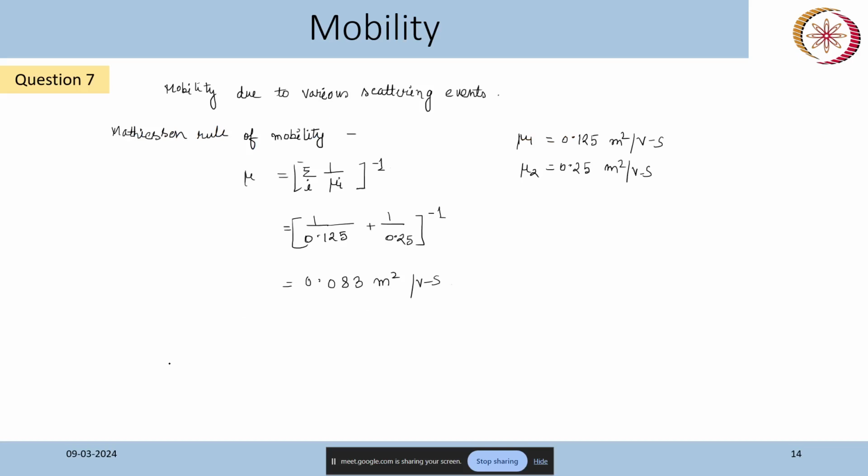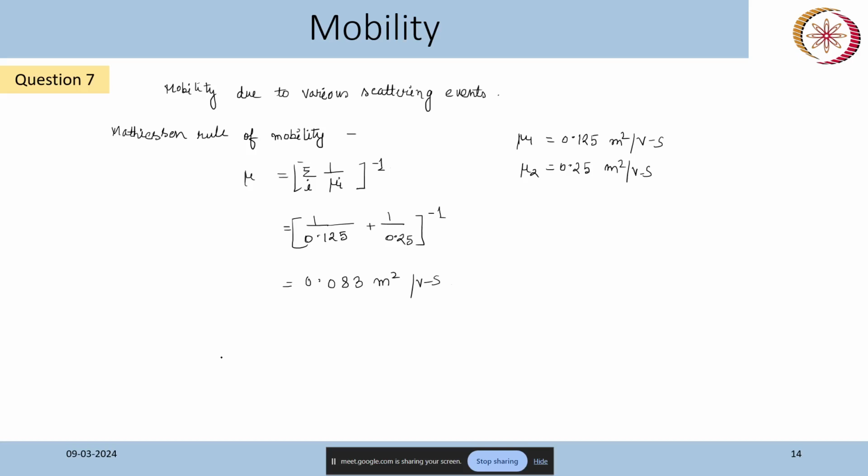Now here you can see that mobility is less compared to these two terms, and it is close to the smallest mobility term, the smaller one, that is 0.125. So from the equation itself you can see that the overall mobility will be dominated by the smallest mobility term. That means the scattering mechanism which has the smallest mean free time.